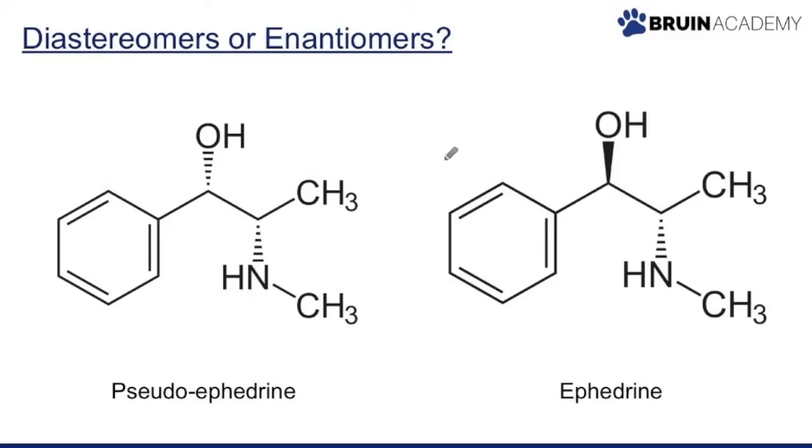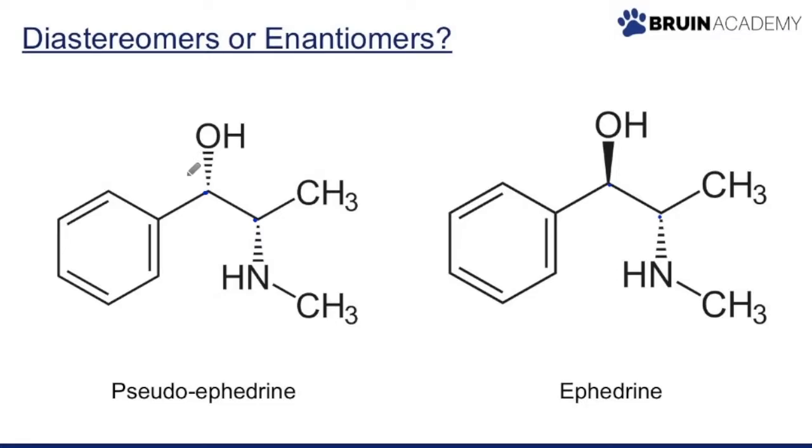Okay, so let's take a look at an example to help. Here we have pseudoephedrine and ephedrine. I'm not going to go through the Cahn-Ingold-Prelog priority rules, but I'm going to assign them, and you can go ahead and verify them on your own time. Here we have chiral carbons, here and here, and here and here. And we're going to ask ourselves, are these diastereomers or enantiomers?